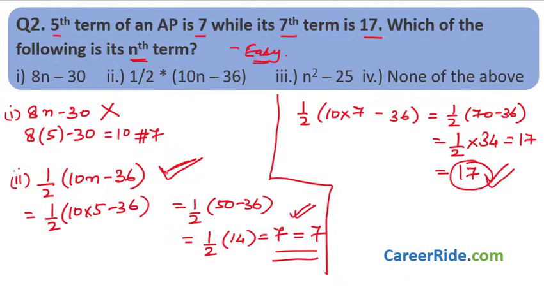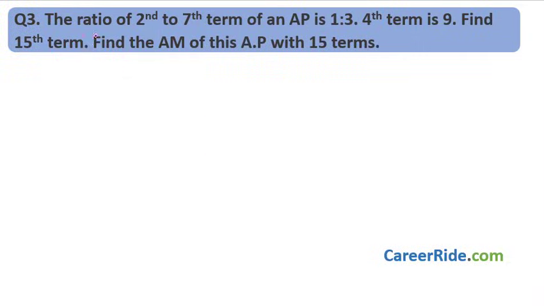Okay, let's go on to the next one. Question number 3. The ratio of second to seventh term of an AP is 1:3. Fourth term is 9. Find 15th term. Also find the AM of this AP with 15 terms.